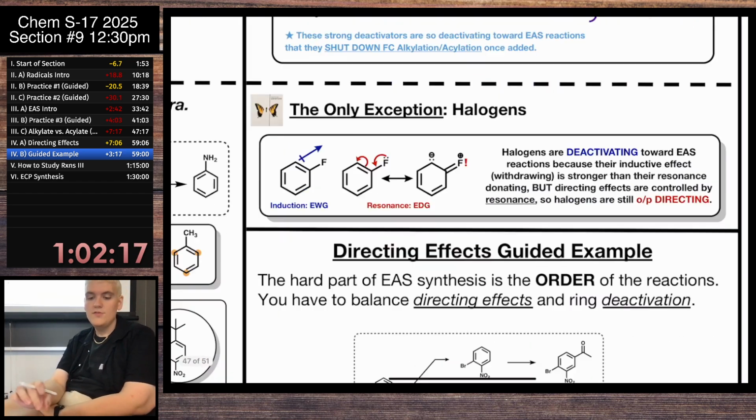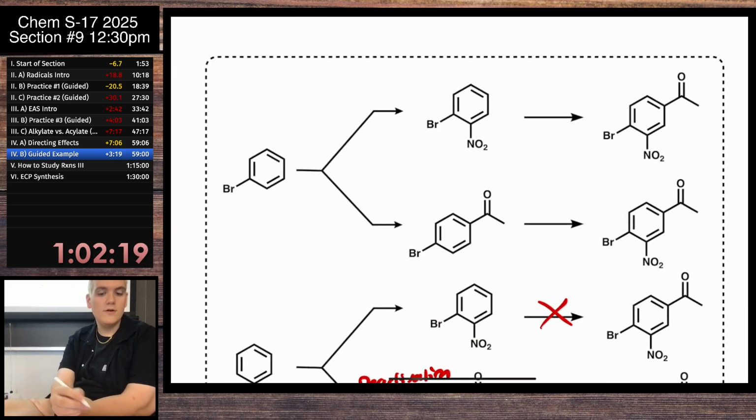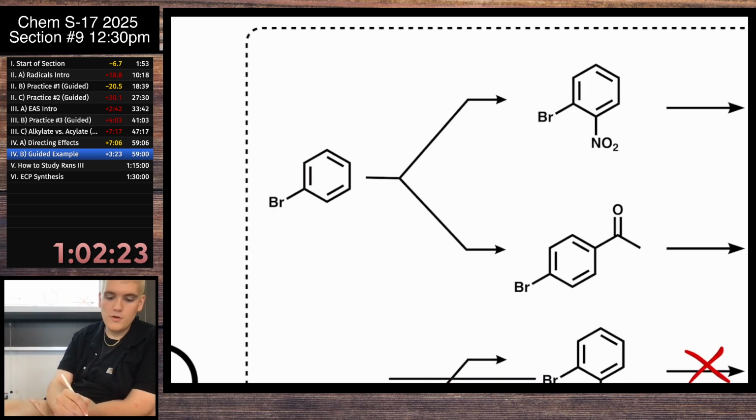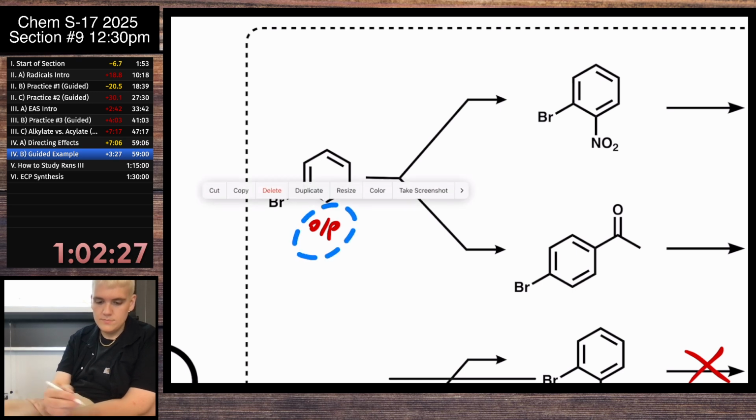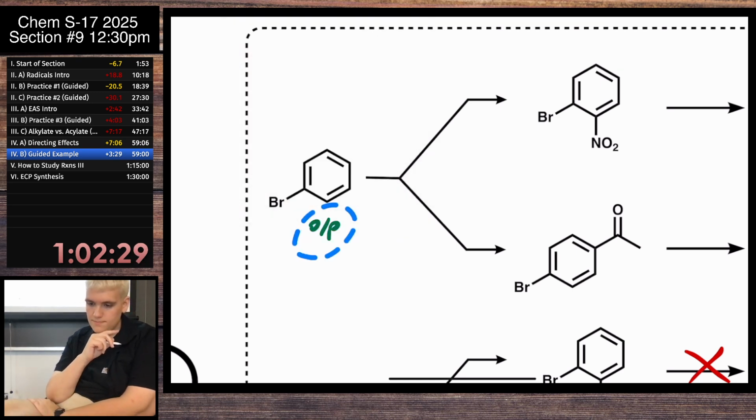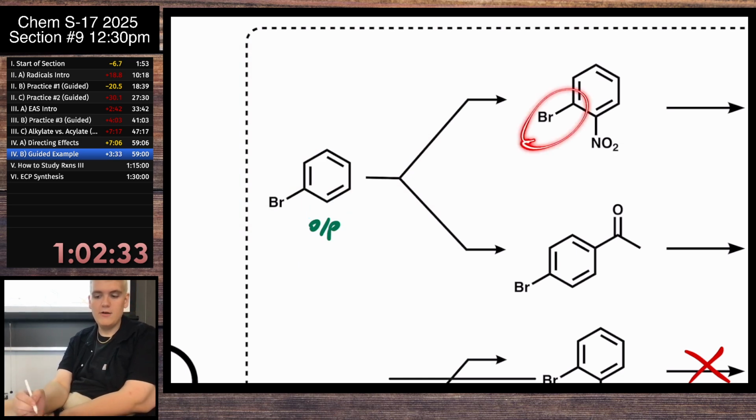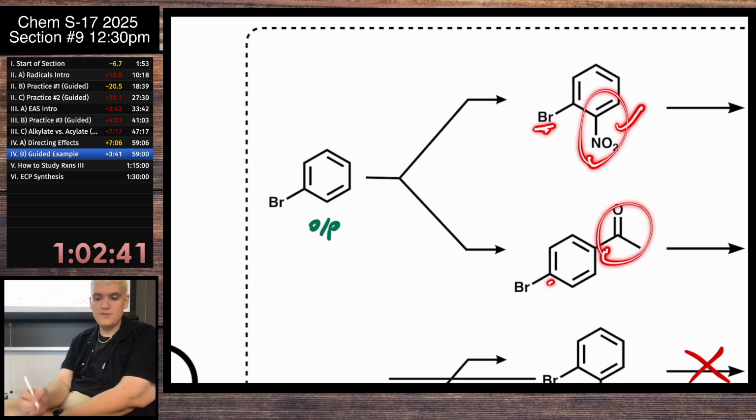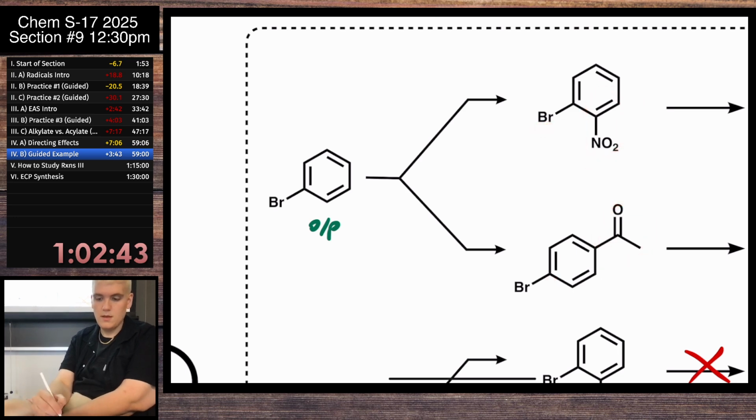So now with these, let's say we add our bromine first. Bromine, does it direct ortho-para or meta? Ortho-para. So with this, is our NO2 added ortho-para to the bromine? Yeah. And then here, this would be added para. So like those both work.